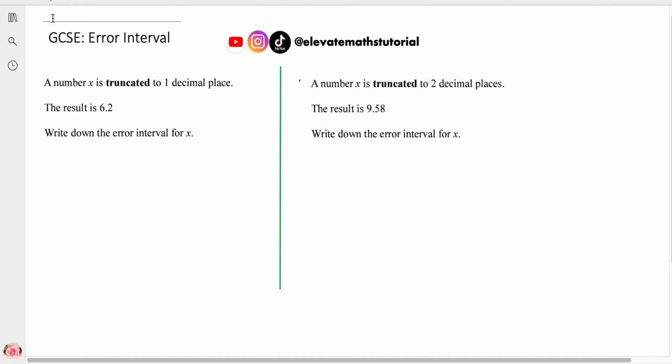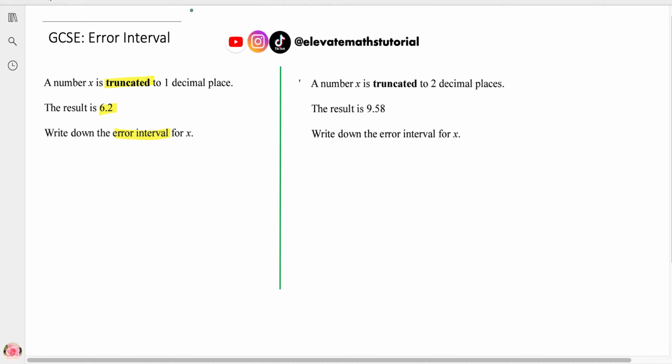So the topic is error intervals. This is again bounds. So the question here is: a number x is truncated, so it's not rounded, it's truncated to one decimal place. The result is 6.2. Write down the error interval for x.